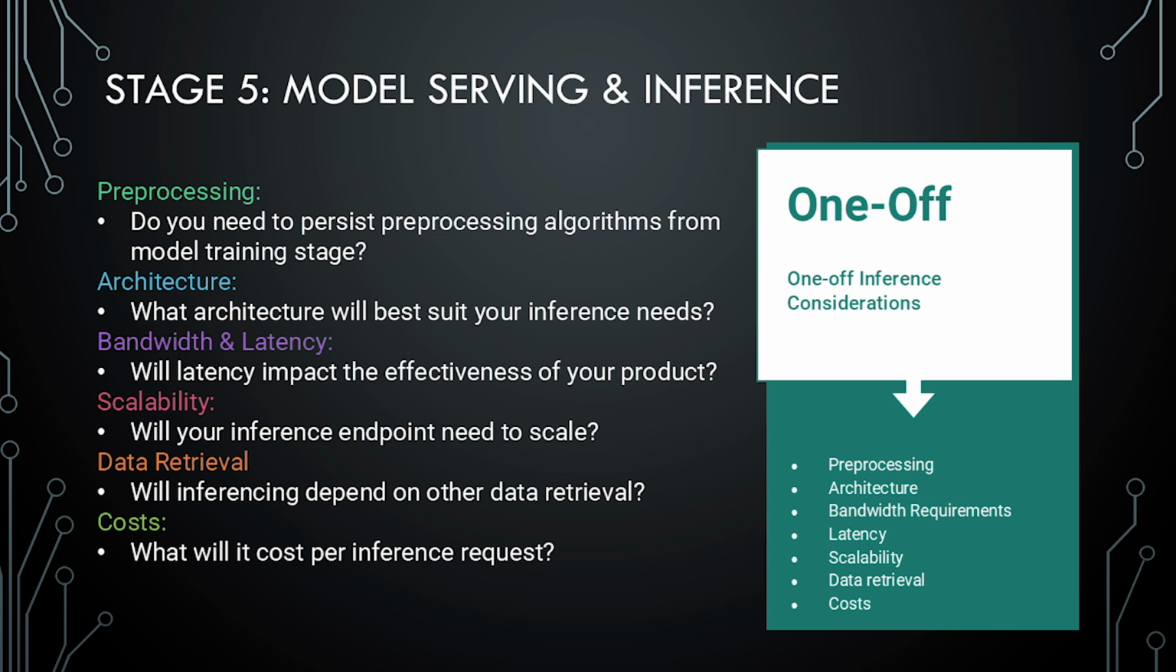With one-off inference, meaning a one-time run of your trained model, the requirements are even more flexible. In that case, you might not even need to persist your pre-processing algorithms from your model training stage because you might run model training and inference as part of the same service on the same resource. Your architecture will only depend on what best suits your model inference needs. That could look like training and inferencing on the same machine.